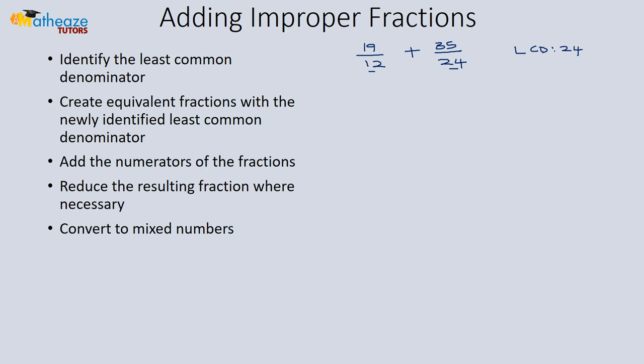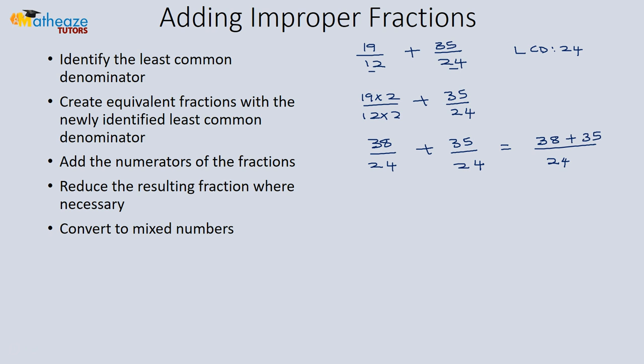So if I divide 24 by 12, I get 2. So I'm going to multiply 19 by 2 and 12 by 2, and I'm going to add it to 35 over 24. So this is going to give us 38 over 24 plus 35 over 24. So now we have a common denominator of 24, so we can add our numerators together. So this is going to give us 73 over 24. Now we will divide 73 by 24, so that's going to give us 3. We got 72, 1, so this is the same as 3, 1 over 24.